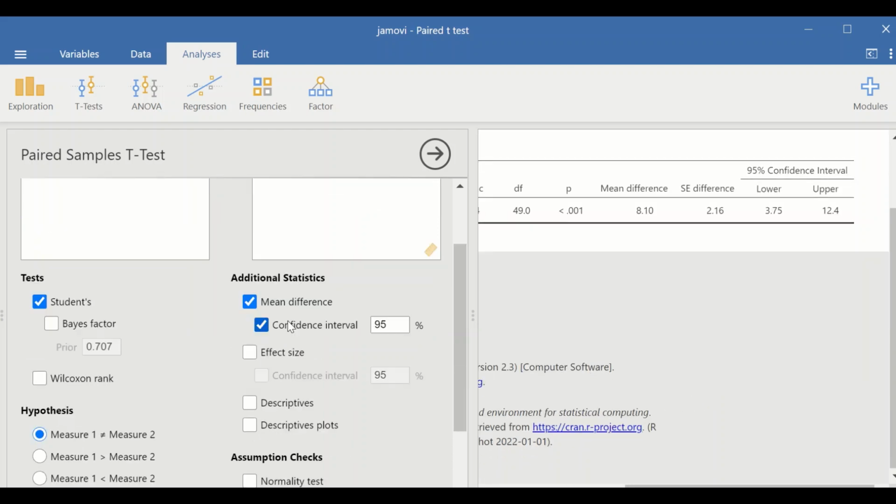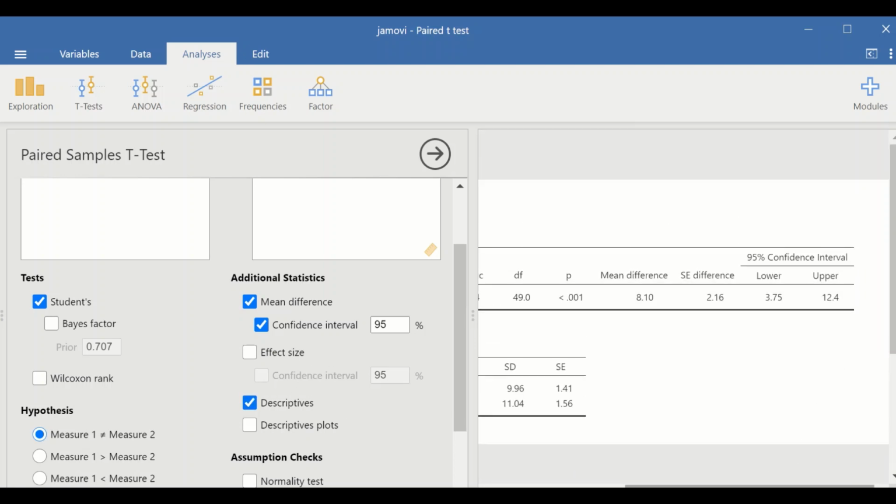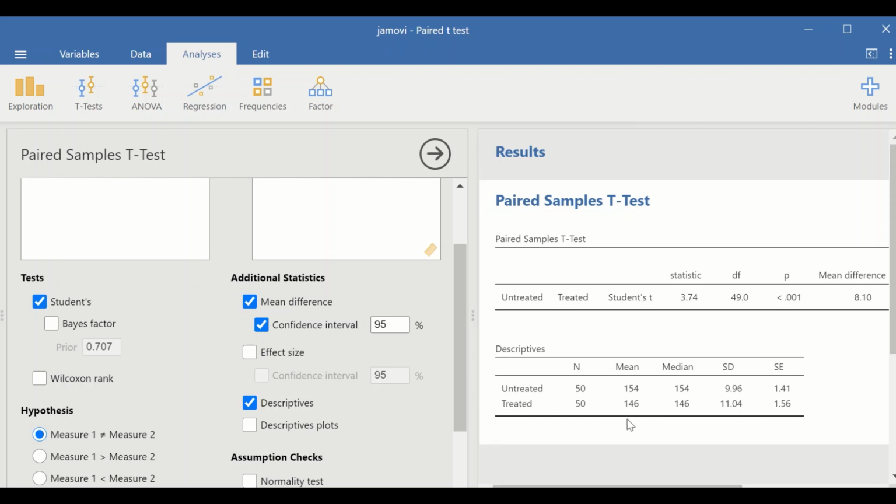We could also add to the output a descriptive table, and this descriptive table shows that there are 50 participants. The mean systolic blood pressure for the untreated is 154 and for treated is 146, which means that the drug has lowered the systolic blood pressure compared to untreated. Standard deviation and standard error are also given here.